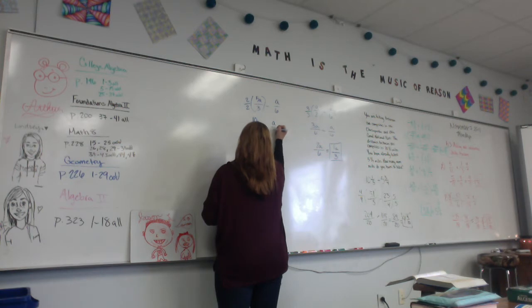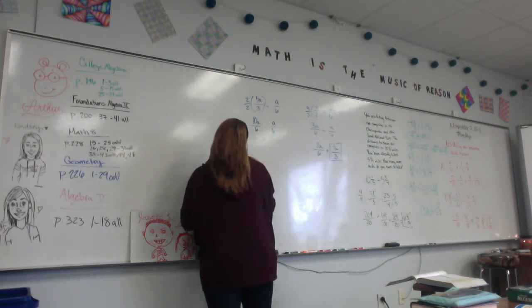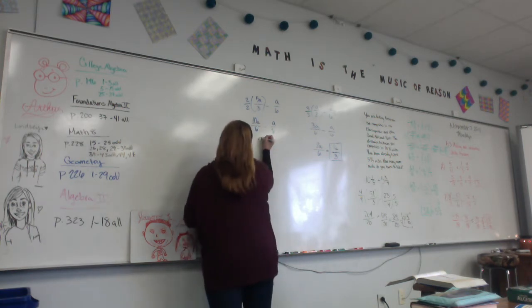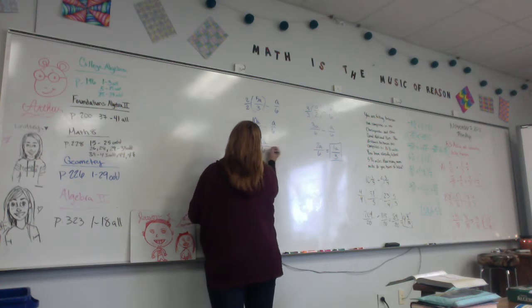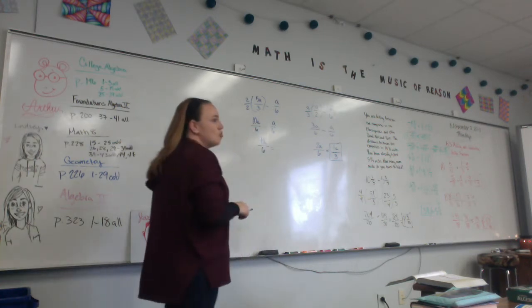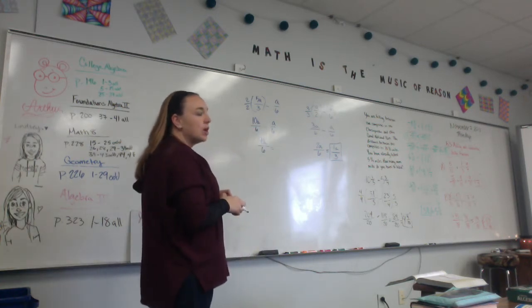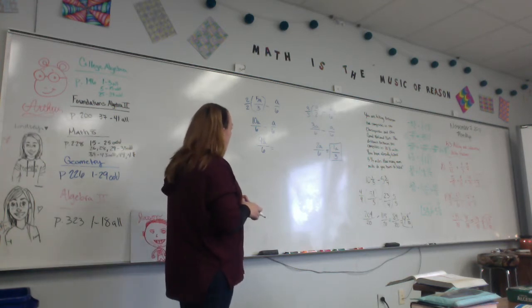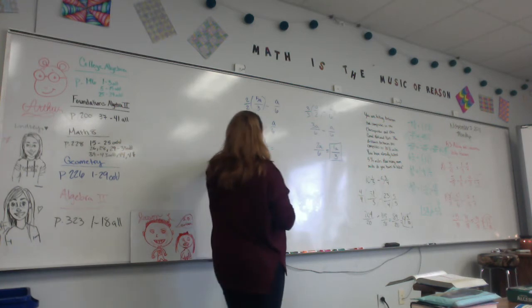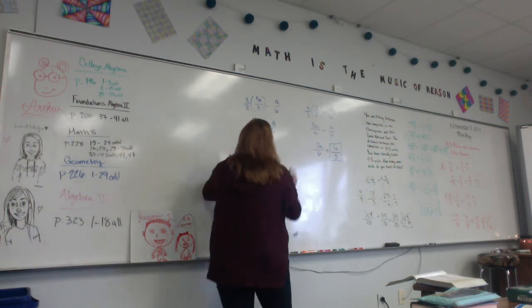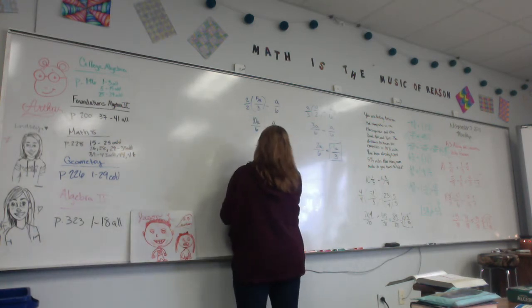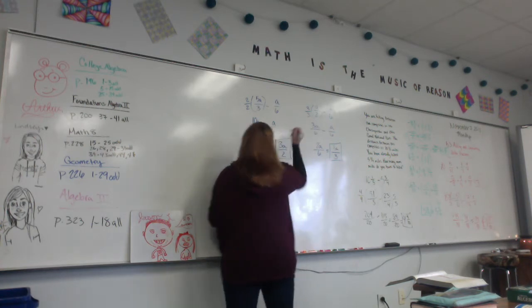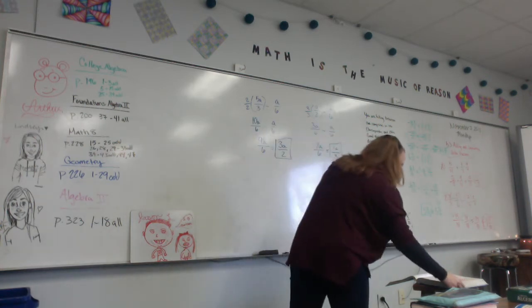Then you subtract A over 6. 10A minus A is 9A, so 9A over 6. Good. And what's that reduced to? 6 doesn't go into 9. Yes, 3A over 2, because 3 goes into both of those. So there you go. You have it reduced.